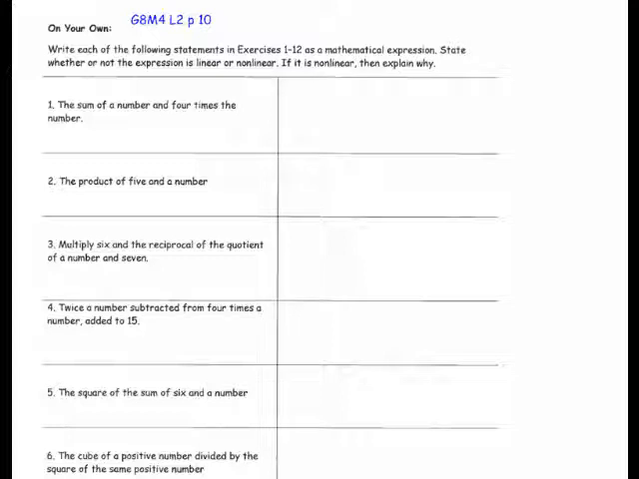On your own, write each of the following statements in exercises 1 through 12 as a mathematical expression. State whether or not the expression is linear or nonlinear. If it is nonlinear, explain why. Pause the video and complete problem 1, and then check your work.